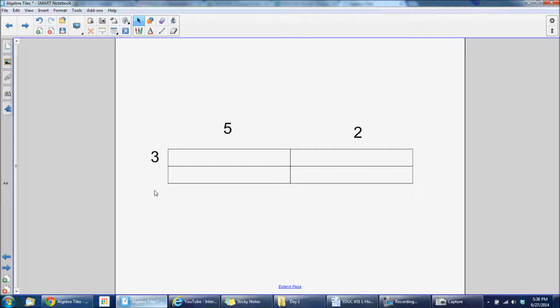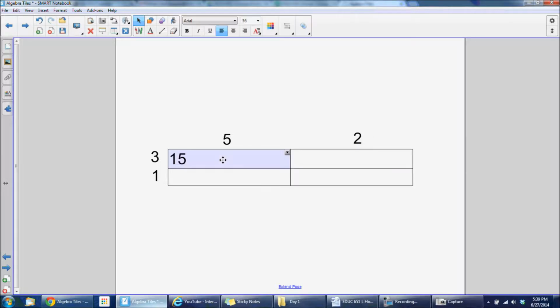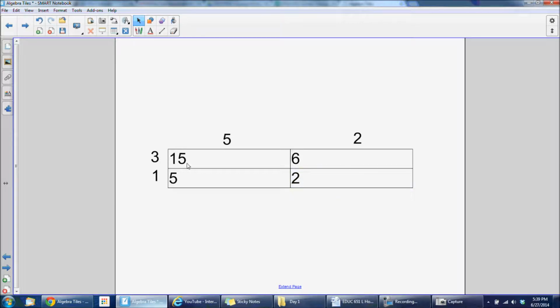3, and 1. Well, if I want to find the area of the whole thing, I could multiply each of these numbers together. These are lengths of each of the sides. So I've got 5 times 3, so that's 15 is the area for that square. 2 times 3 is 6. That's that square. 5 times 1 is 5. And then I've got 2 times 1, and that's just 2.